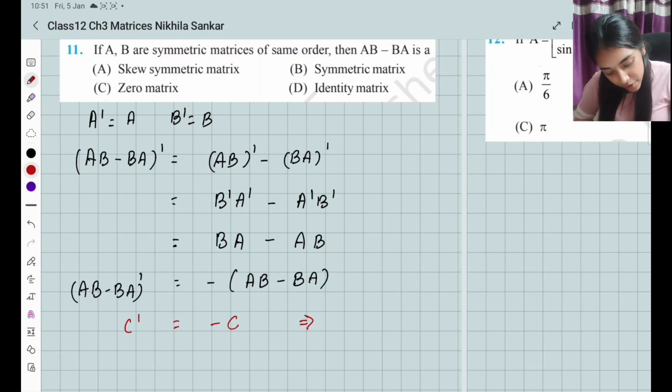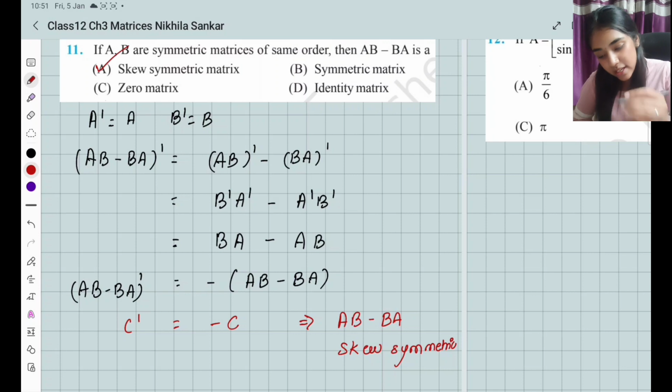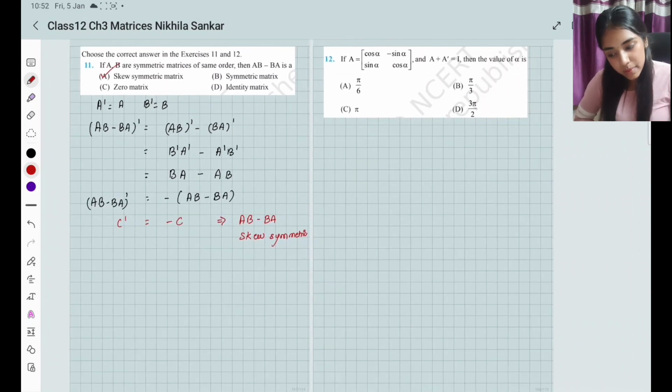So what do I see from here? I see that AB minus BA is going to be skew symmetric. Okay, direct equal இருந்ததுனா it is going to be symmetric, but இங்க negative இருக்கு. So skew symmetric and the final right answer is going to be option A. Okay, please copy.